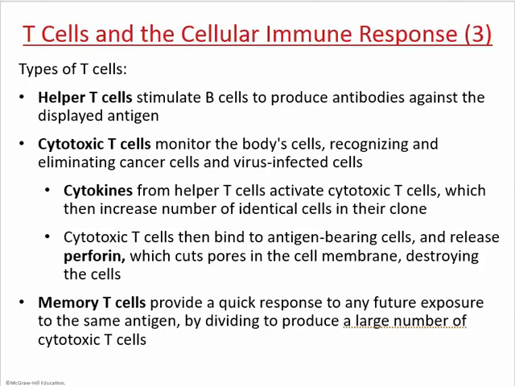Some of them become what are called memory cells. They don't start attacking other cells. They're there for future reference, so that the second time you encounter the antigen, you have a lot of T lymphocytes that will recognize it. And so the second time you encounter it, you are better prepared. These are called memory cells.